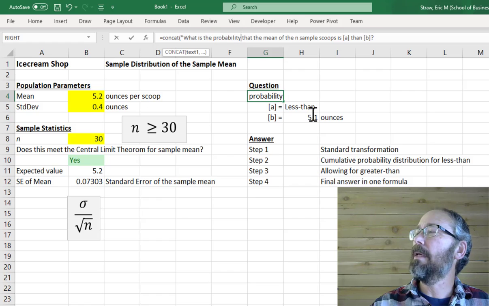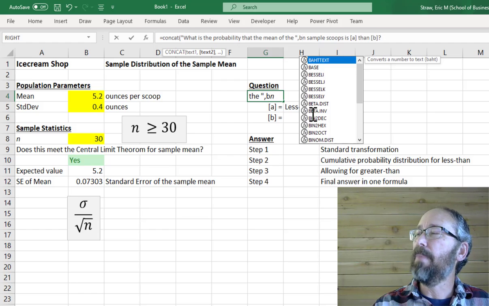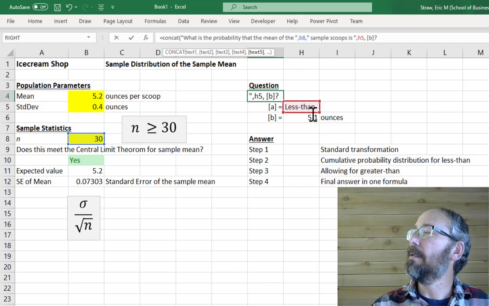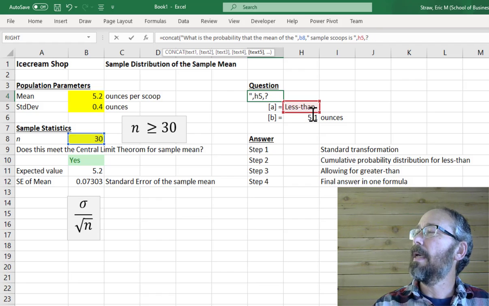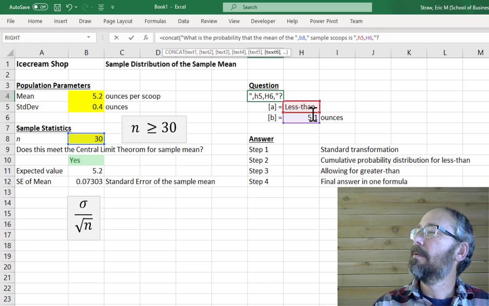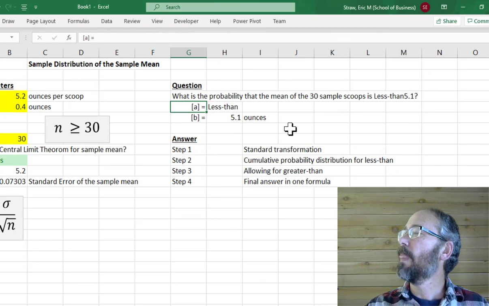And what is the probability that the mean of the, what do we have? B8 is our sample size. Sample scoops is, and let's just put in H5. And we don't need that, so we're going to put in H6. And then we need an "is" in quotation marks. So there we go.